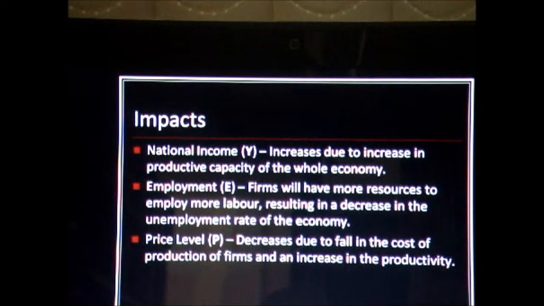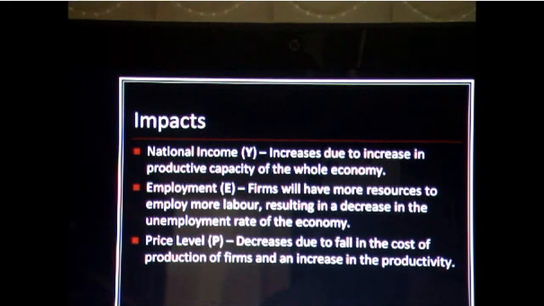Due to a decrease in the cost of production, firms will have more resources to employ more labor, resulting in a decrease in the unemployment rate of the economy. Last but not least, the price levels will decrease due to a drop in the cost of production of firms and an increase in productivity.